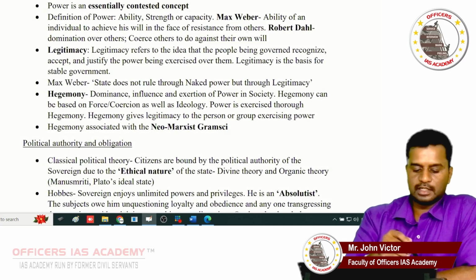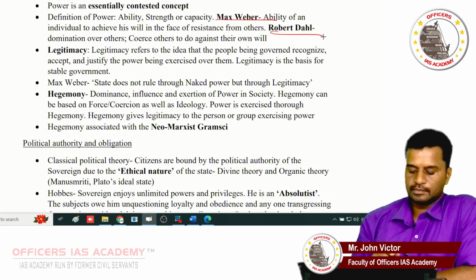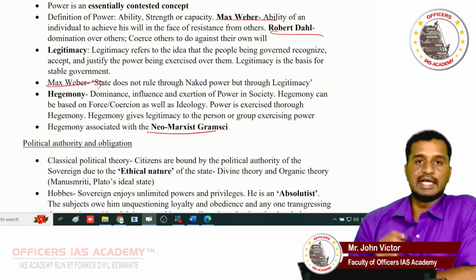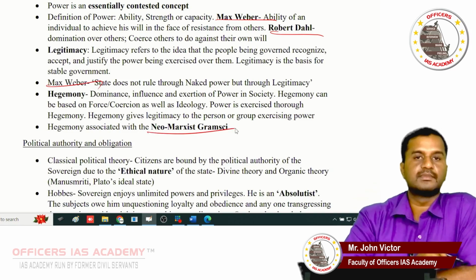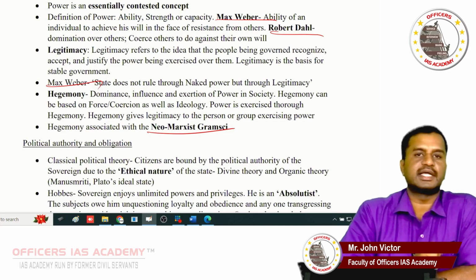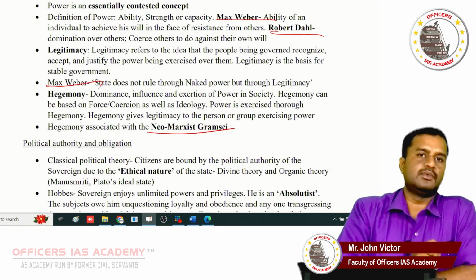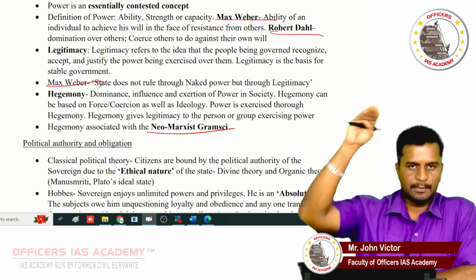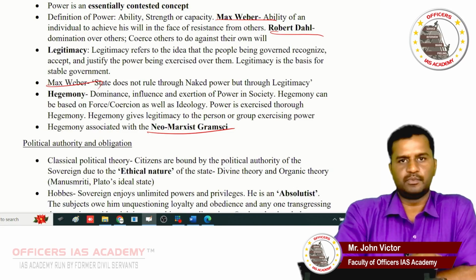Mention the scholars concerned: Max Weber, Robert Dahl, Gramsci. Never miss Gramsci when it comes to hegemony. Gramsci was the most important scholar who gave many insights regarding hegemony. He was the one who completed the concept of hegemony, we can say.